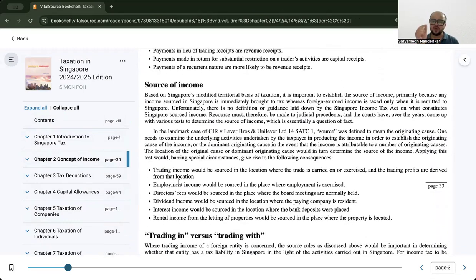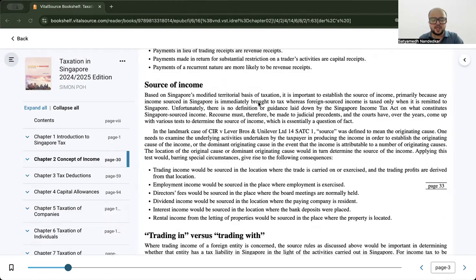Based on Singapore's modified territorial basis of taxation, it is important to establish the source of income primarily because any income found in Singapore is immediately brought to tax, whereas foreign sourced income is taxed only when it is remitted to Singapore. It's critical for you to understand something that in other geographies might even be called the remittance basis. Now, the challenge is, how does the Singapore government know what exactly is supposed to be taxed and what items should be excluded from tax?